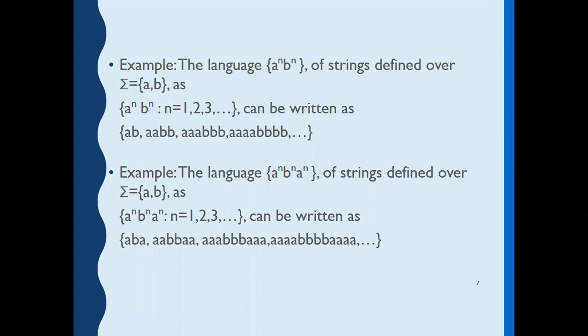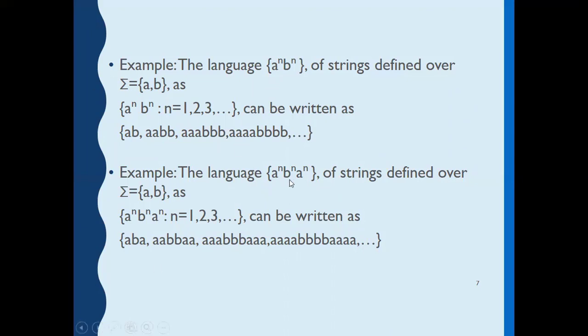Another example is here, a raised to power n and b raised to power n. This set is a set of strings defined over the alphabet A, B, and n here is denoting 1, 2, 3. Here, the number of A's will be equal to the number of B's, and they will be written as AB, double A, double B, triple A, triple B, 4 A's and 4 B's, etc. In this example, an important thing to note is that every word will start with A and end at B, and the number of A's will be equal to the number of B's.